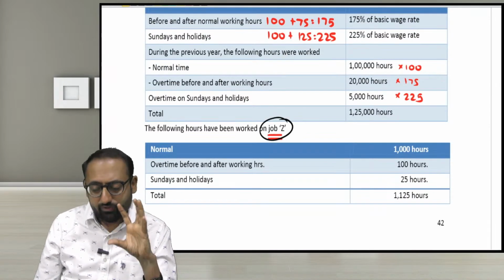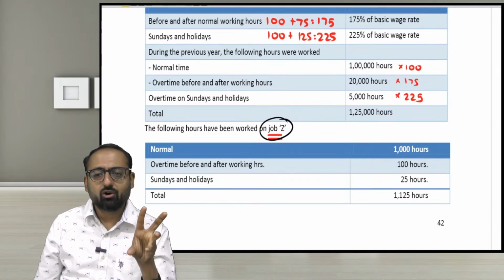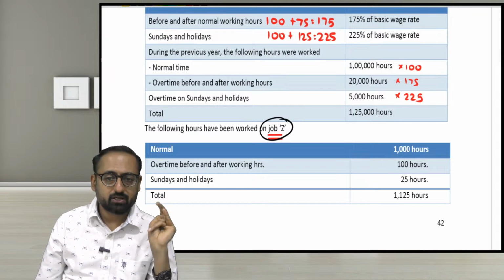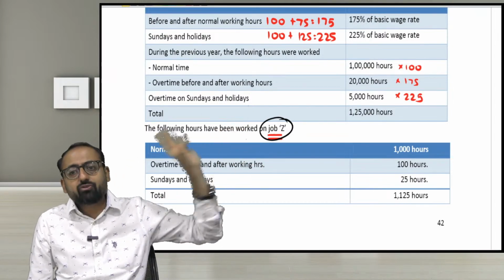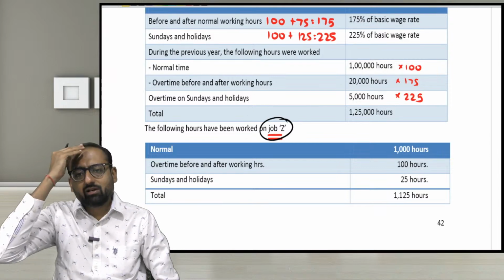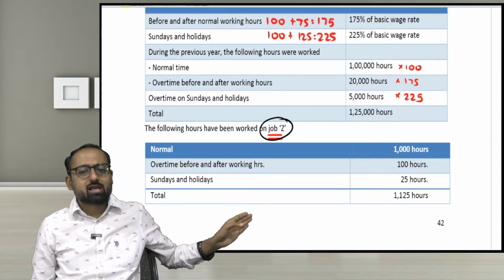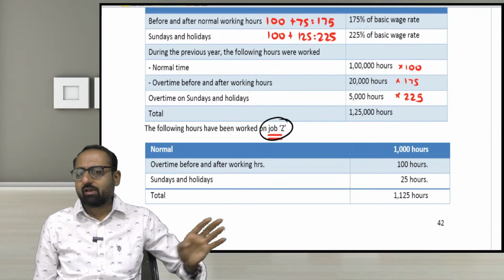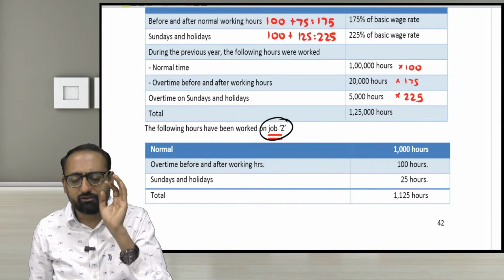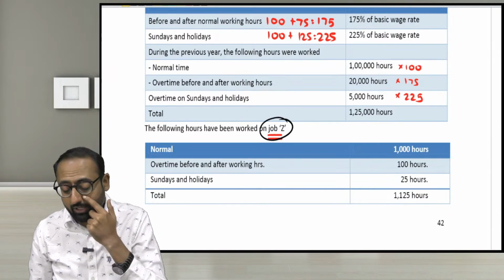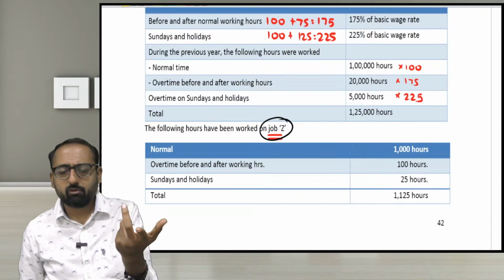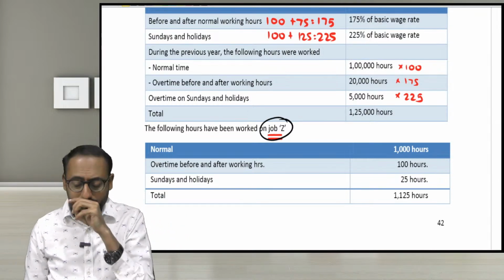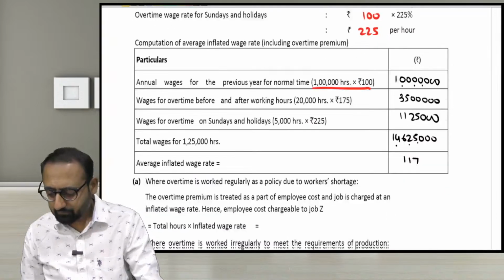That's why we have used the last year's data for calculation of that inflated wage rate. Don't use this actual data, because this is just one of the jobs. You can check that in 1 year 1,25,000 was the total hours, and this data is only for 1125, and it will not be logical or practical to calculate the wage rate for each and every job. It will be very difficult to maintain the record. That's why we use the last year's data.